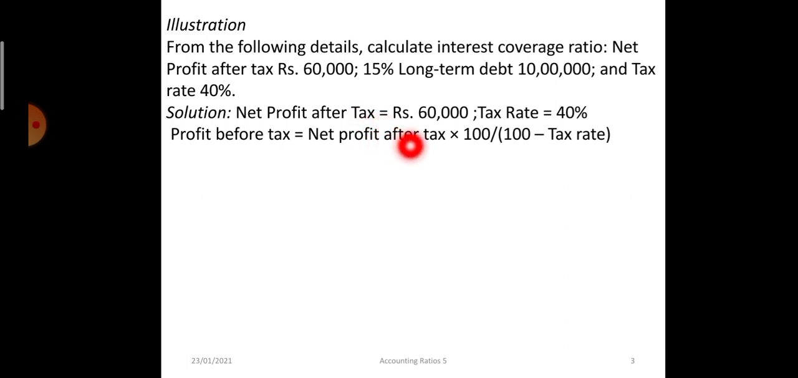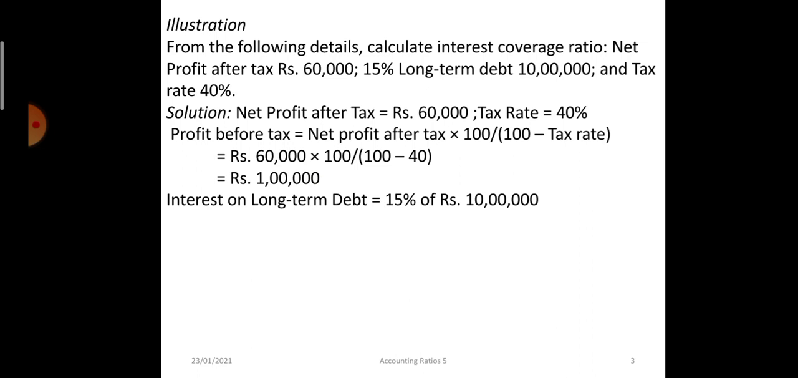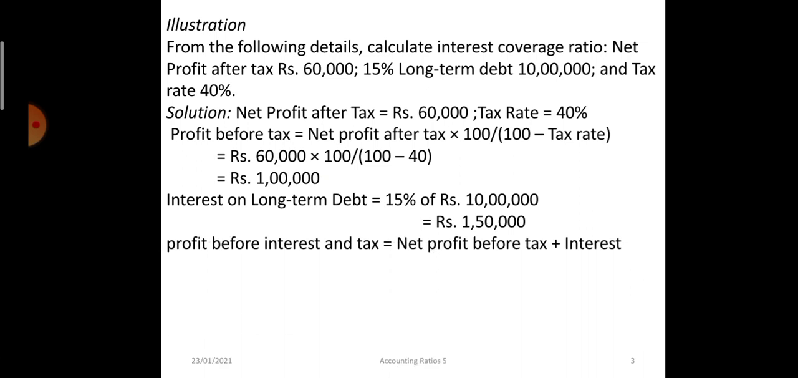net profit after tax multiplied by 100 divided by 100 minus tax. Here it is 40. So 100 minus 40, it will be 60. So 60,000 multiplied by 100 divided by 60. You will get 1 lakh rupees. Profit before tax is 1 lakh. Interest 15% of 10 lakh is 1,50,000. So profit before interest and tax is 2,50,000 rupees. Interest payable is 1,50,000 and profit before tax and interest is 2,50,000.